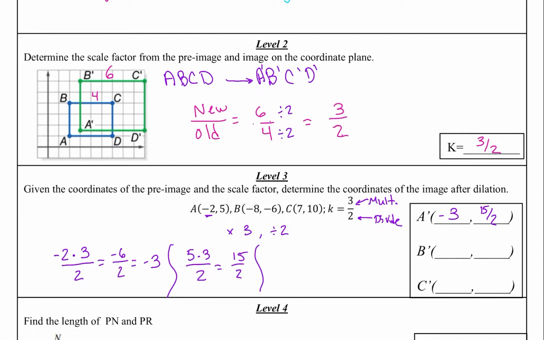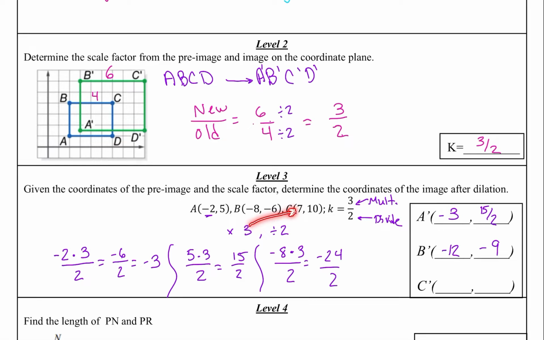I'm going to do one more on here, and then we'll kind of just work the rest out in our heads. This next one, -8. Again, we're going to multiply by 3 and then divide by 2. So -8 multiplied by 3 is -24. Divided by 2 is -12. Like I said, we're running out of room here, so let's just do the rest of them in our head. So for this -6, multiply it by 3, we get -18. And -18 divided by 2 is -9.